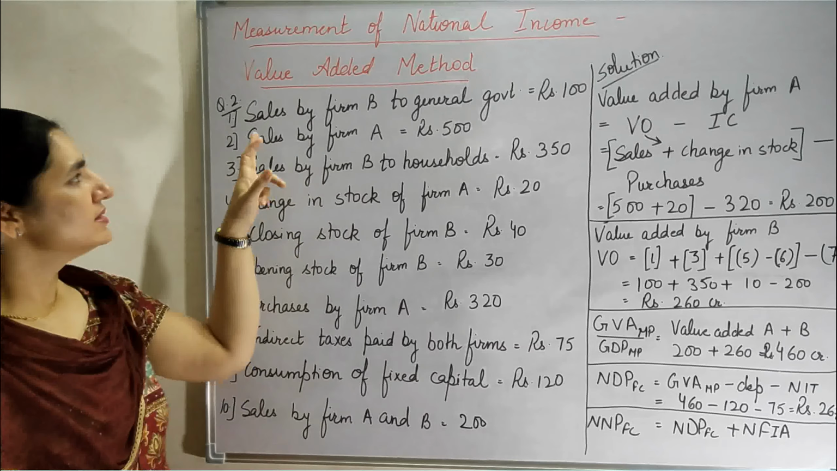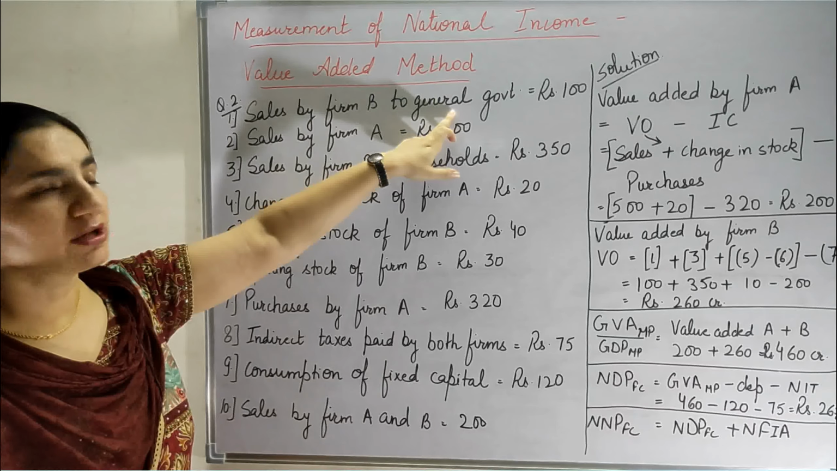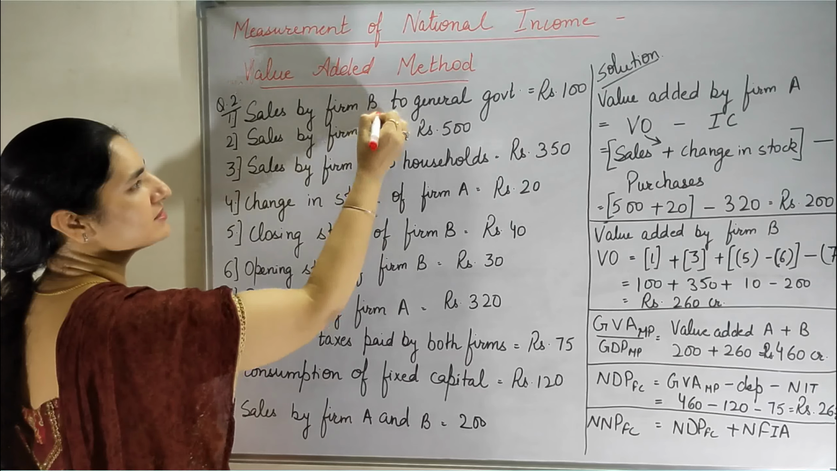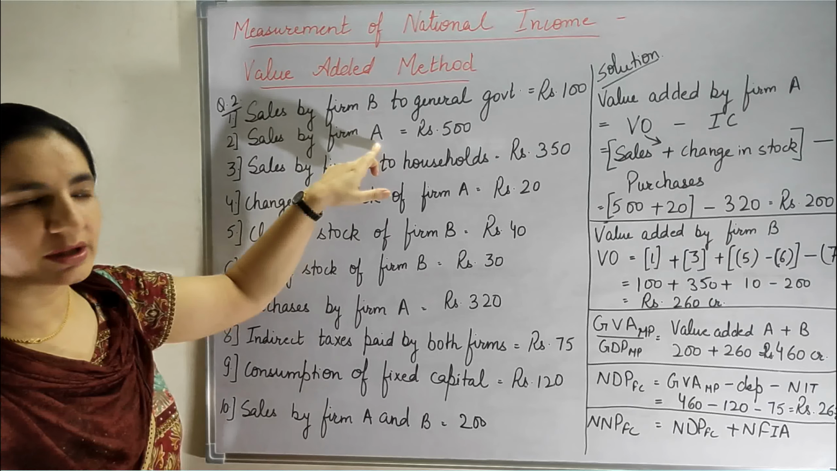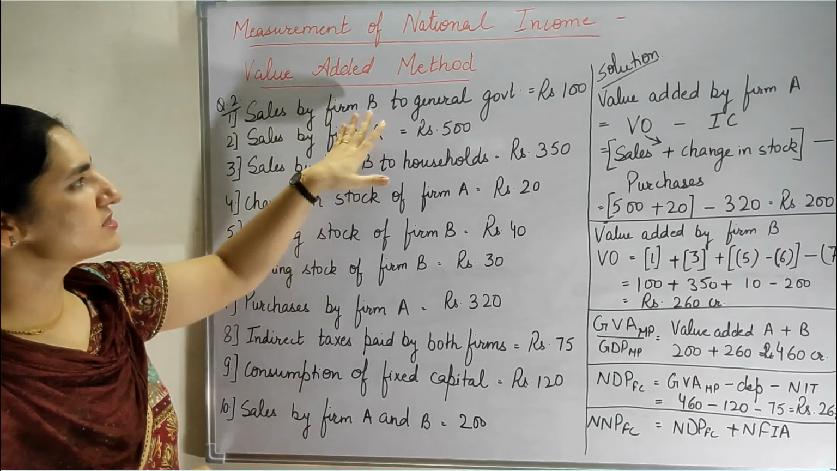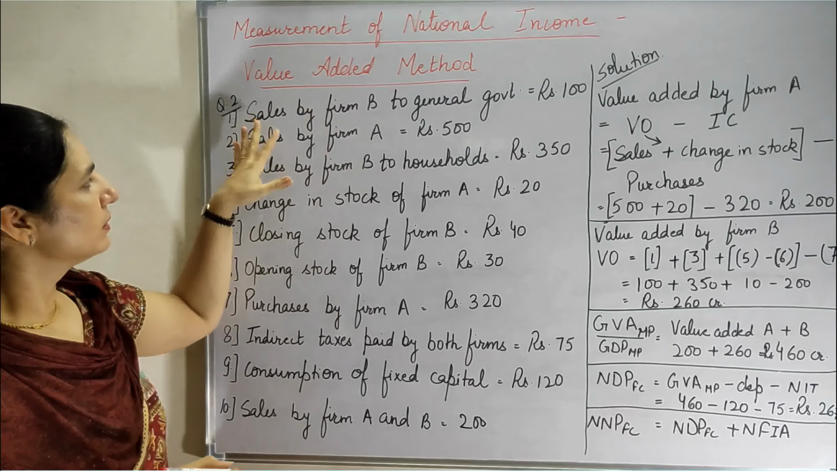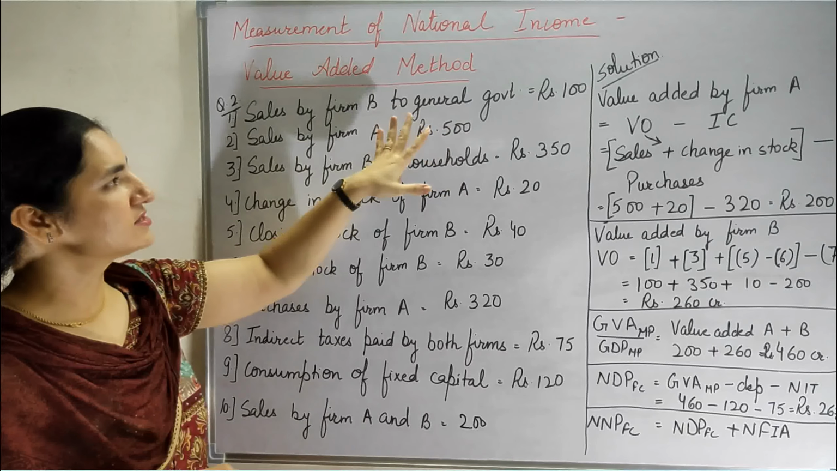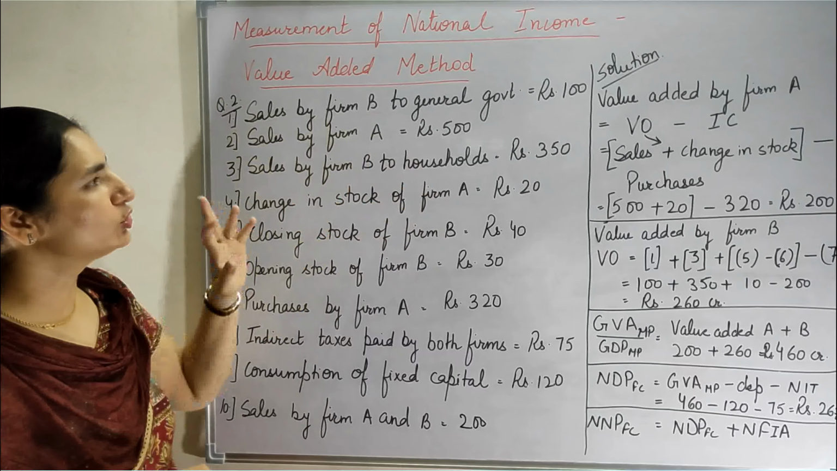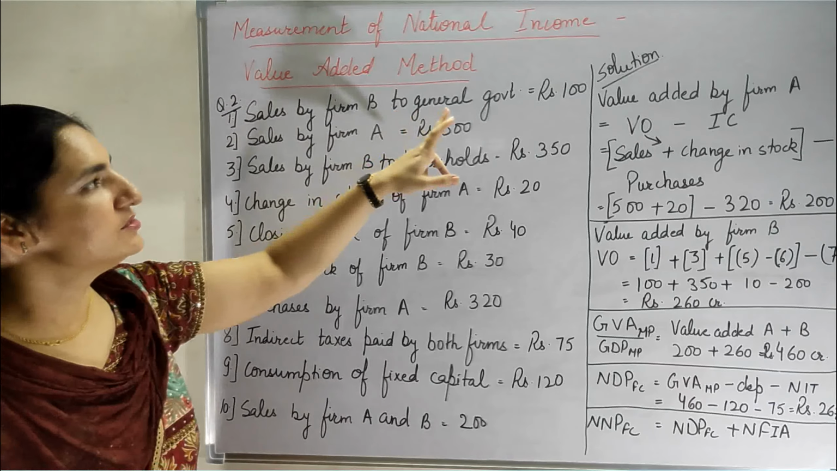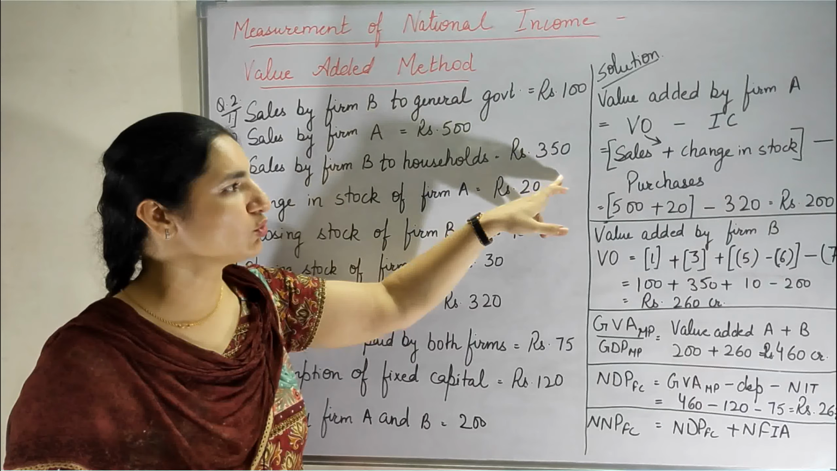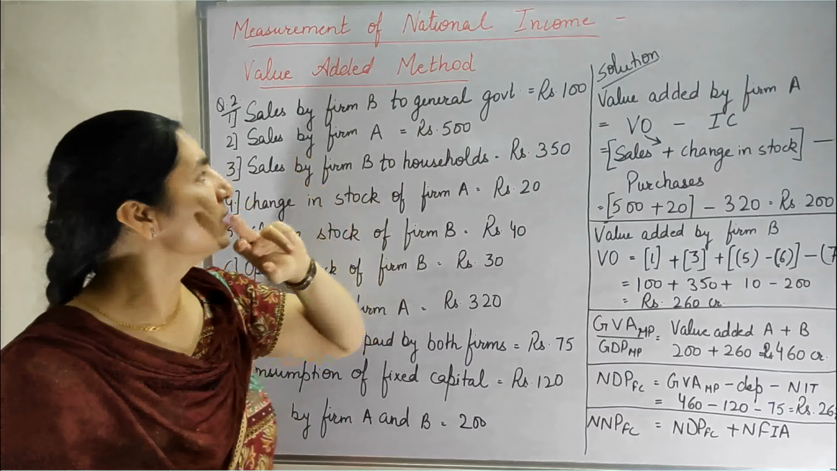See, in this question, sales is given to general government by firm B. We have taken two firms here. Firm B is there and firm A is also there. Moreover, sales by firm A is directly given to you, but in case of firm B, there are sales to general government and sales by firm B to households. It means that total sales of firm B will be, general government is a different sector, household is a different sector. So we will add both of these to arrive at sales.